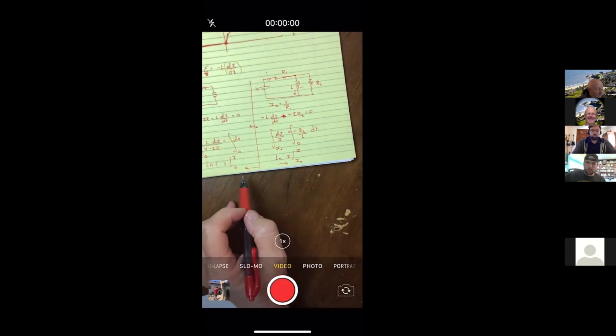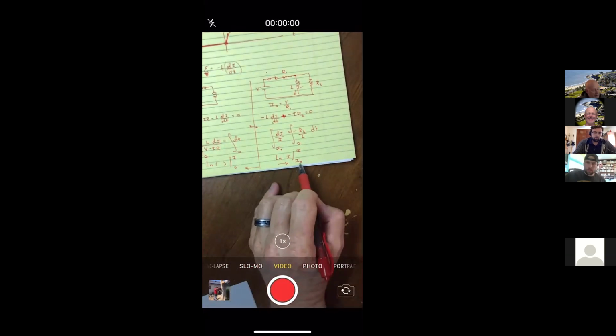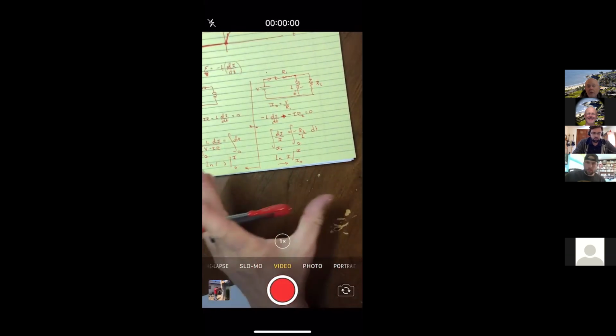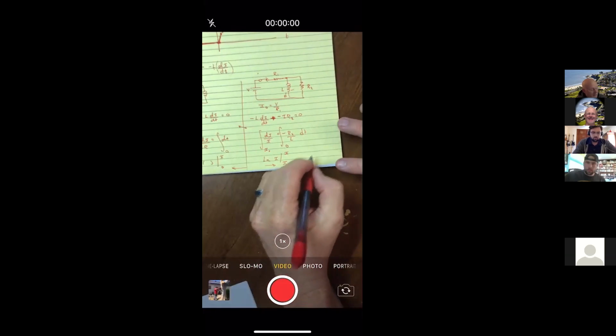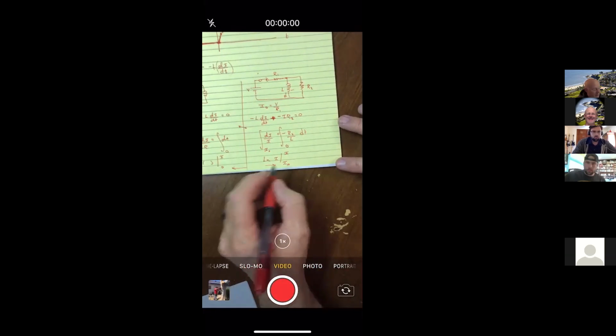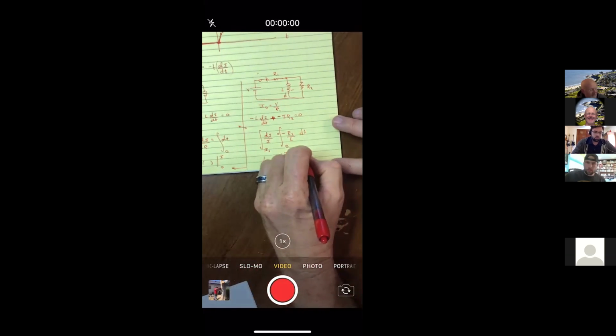Mm. And when you put in your limits of 0, you get different than putting in your limit of I naught. Okay, cool. Yeah, that helps me a lot. I think I can read math a little better now.